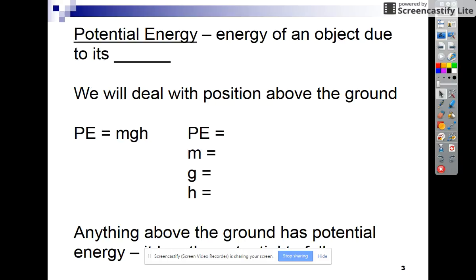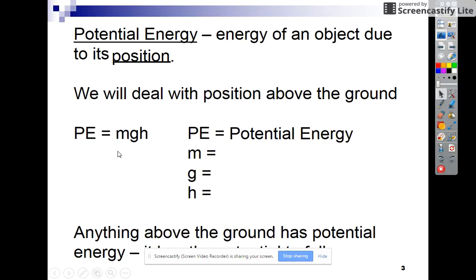So potential energy. Potential energy is the first one that I want to talk to you guys about. Potential energy is the energy of an object due to its position. When we talk about position in this class, we're talking about the position above the ground. So anything that is above the ground will have potential energy. When you think of potential energy, you should think of something that has the potential to fall. The equation here is PE is equal to M times G times H.